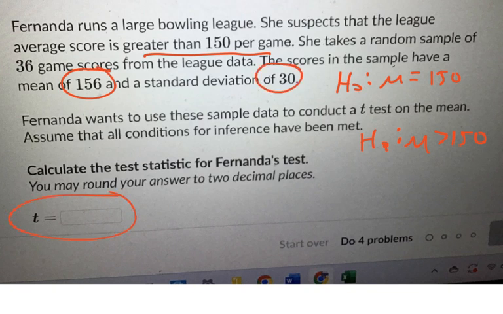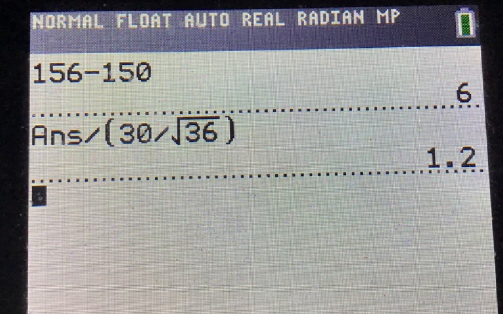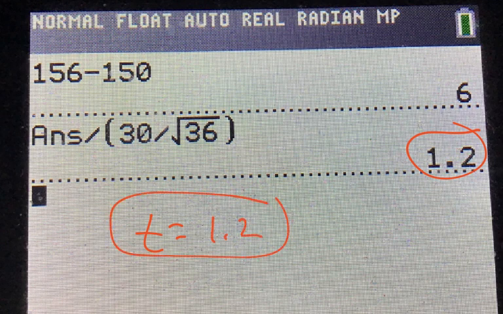So what is our T here? It's going to be T equal to our 156 compared to what we assumed was 150, divided by our standard deviation of 30, divided by, of course, the square root of our sample size, which is 36 games. Based upon that, you're going to do the calculations and get 1.2. So T, you would fill in, is 1.2.